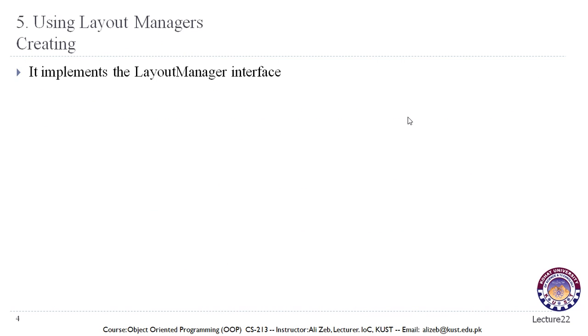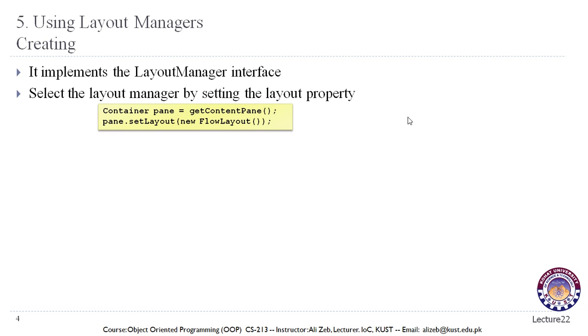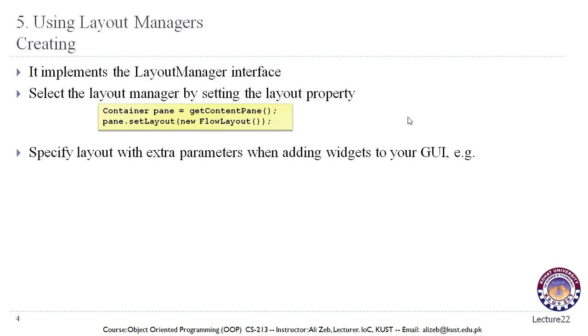How can we create the layout manager? We implement the layout manager interface and select the layout manager by setting the layout property. For example, we have a container, maybe a pane, and we want to set the layout of this container to flow layout. We will see what different kinds of layouts we have, and we will see examples of those layouts. But this example shows us how we can set the layout of a certain pane or container.